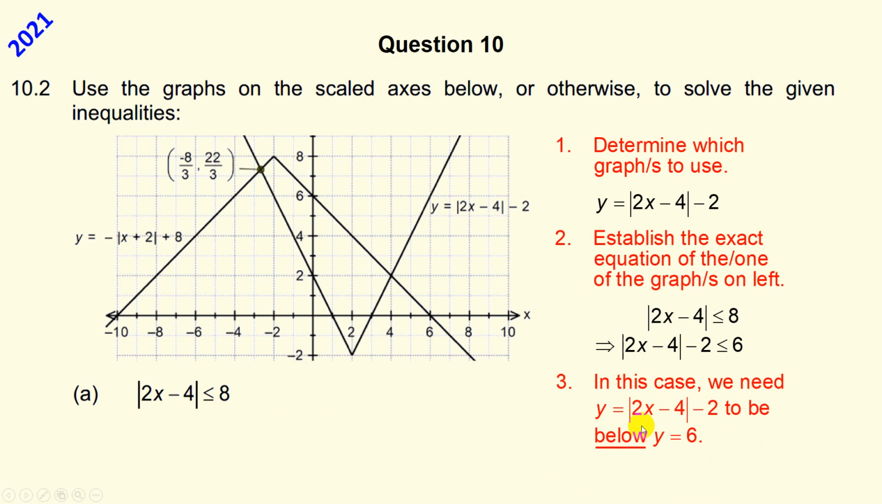Now, in this case, we need y equals absolute value of 2x minus 4 minus 2, this graph here, to be below y equals 6. So there's y equals 6, there it's below, and there are the x values. From there to there, we have to give the x values. Because it's less than or equal to, we include those end values, so there we are. So x goes from -2 to 6 inclusive.